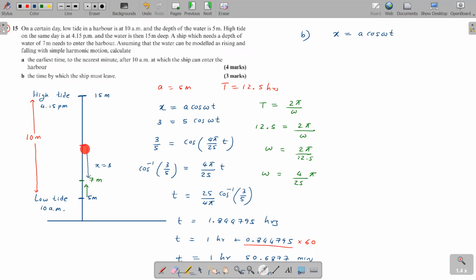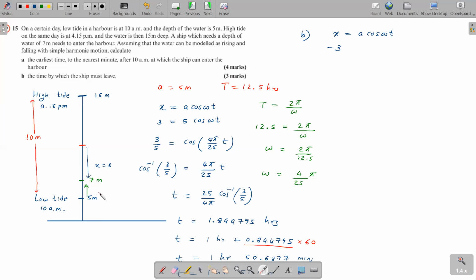You are passing the center and going to the other side. The x value you use must be negative. So how much is it? It's negative 3 because you can see you reach a 7 meter depth when you are 3 meters away from the center. Guys, do you agree? 3 meters away from the center.